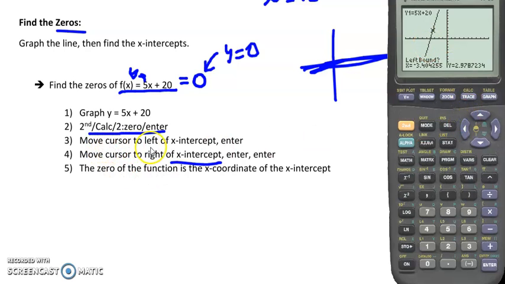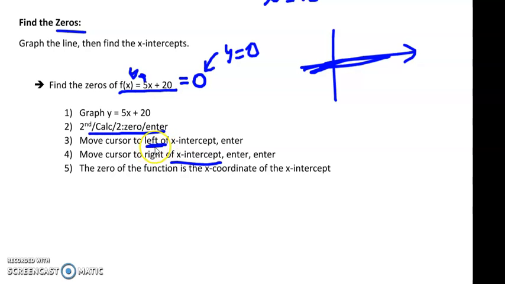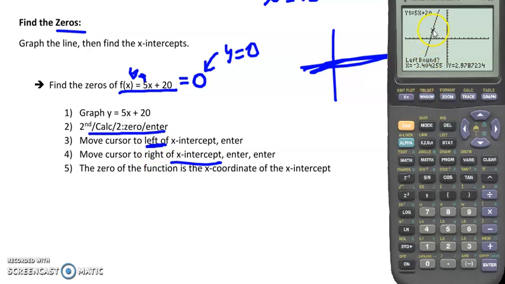And this says move the cursor to the left side of the x-intercept. Our x-intercept is right here. I'm still on the right side of it. I need to move it down here. So I'm going to use the arrows to get it down there. Then press enter. So that was step number 3. Now it says move the cursor to the right side of the x-intercept and press enter.